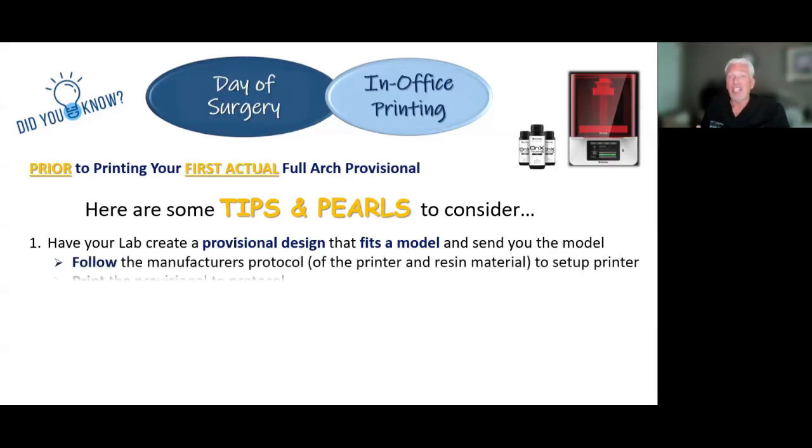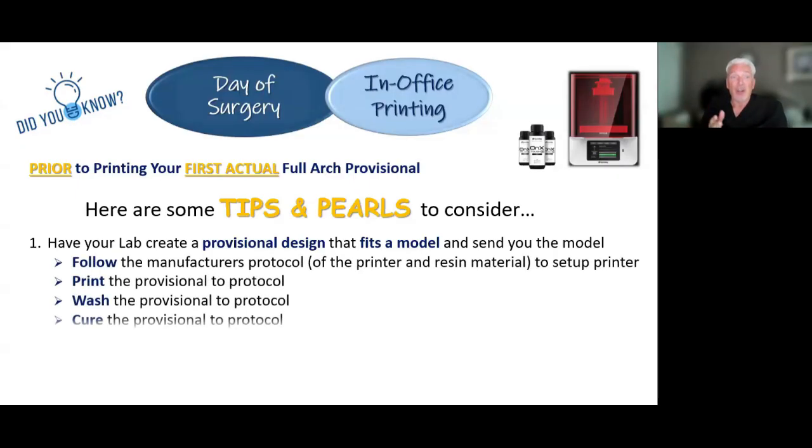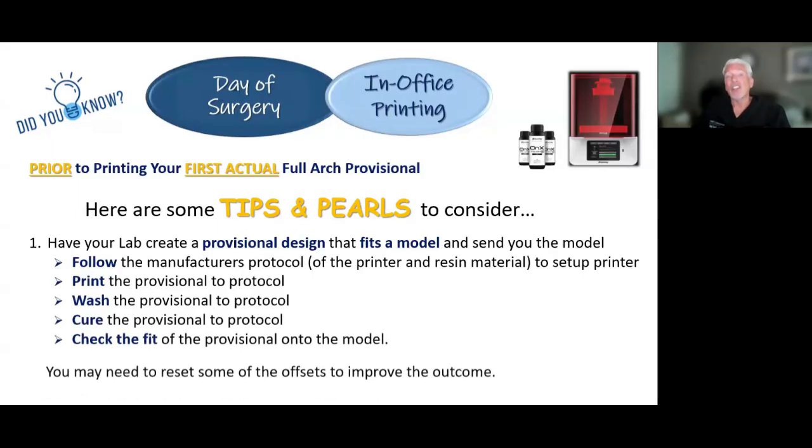You're going to print it, you're going to have to wash it, you're going to cure it, you're going to need to stain and glaze it. But what we're really wanting you to do here is to do the print, try it on, and make sure you're dialed in, so to speak, that your offsets are all dialed in between your software and your printer. The other thing is, how long does it take for you to do it in your practice?